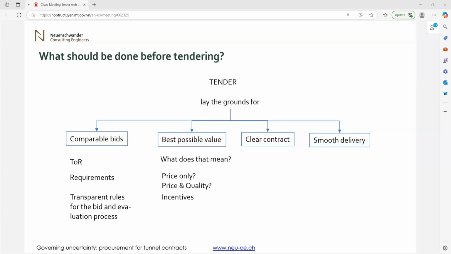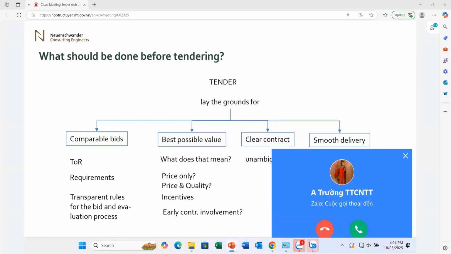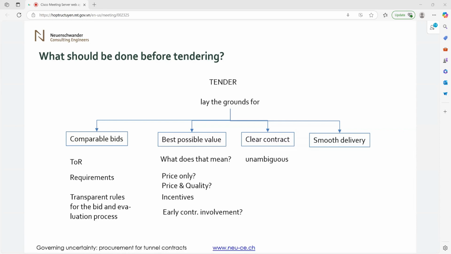Best possible value. What does best possible value mean? Is this price only? Is it price and quality? Do we have incentives for particularly good quality or for particularly swift delivery? What about early contractor involvement? We need to have, in a clear contract, unambiguous formulations. We need provisions for the case of different interpretation of the contract, which may be a dispute avoidance board and so on. Next, alliance or exchange of performances.